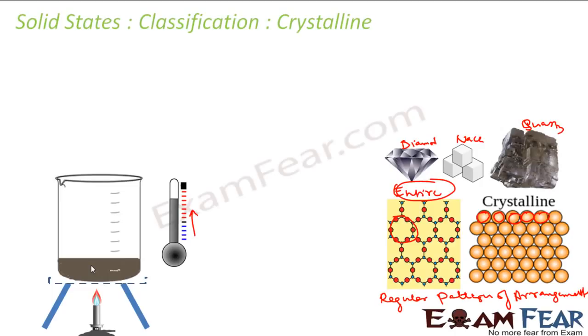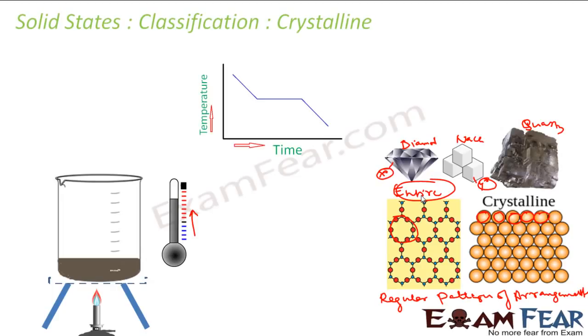Correct? It's a very sharp melting point. At a given temperature, sharp means they have a fixed melting point. For example, this has some x degrees Celsius, and at x degrees Celsius, it will melt. This has some y degrees Celsius, so you need y degrees Celsius, and it will melt. Even when it is pure, they have a very sharp melting point.